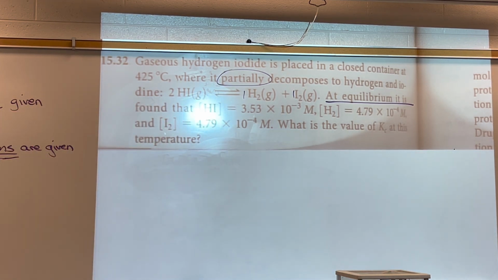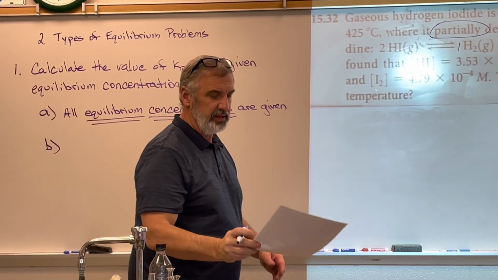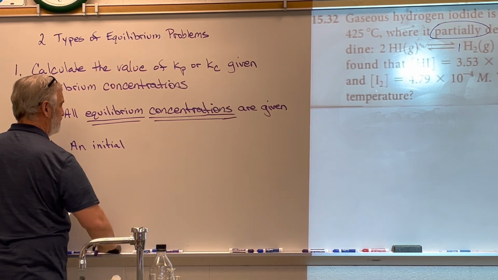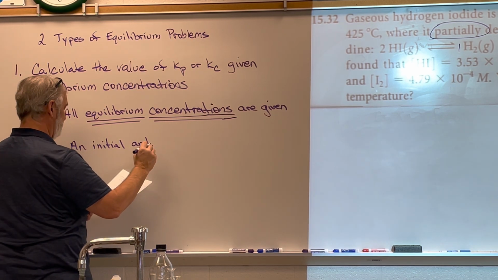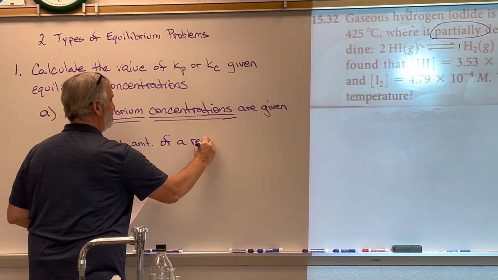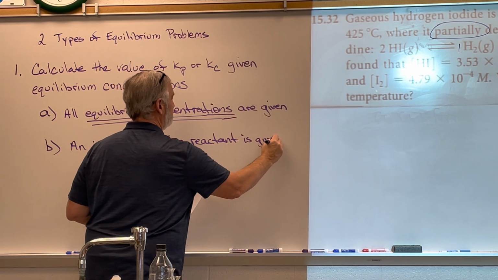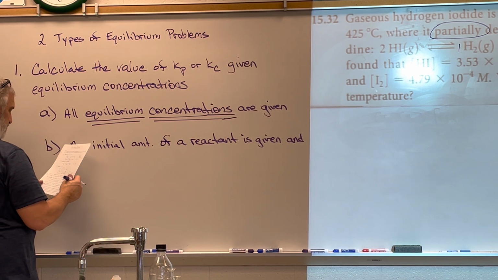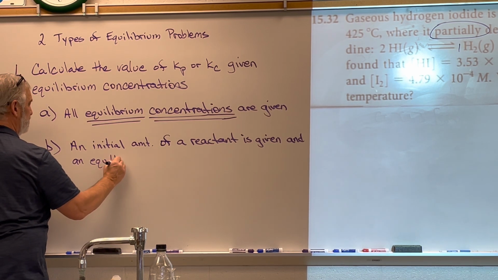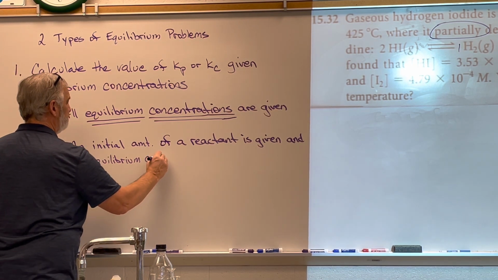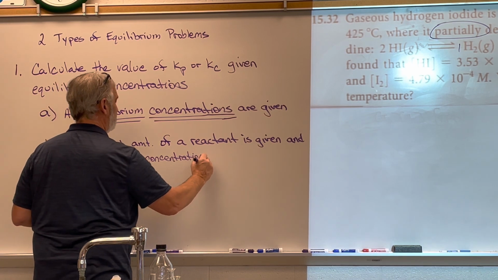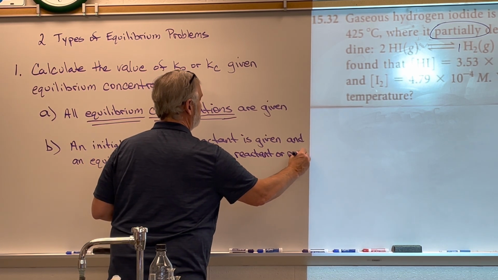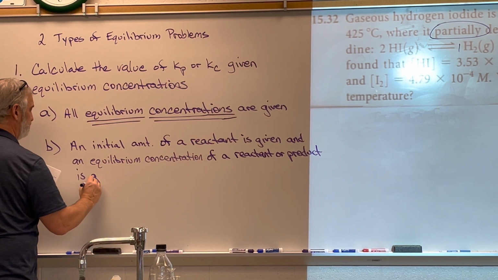Second, let me word it the way I worded it. An initial amount of a reactant is given, and an equilibrium concentration of a reactant or product is given.